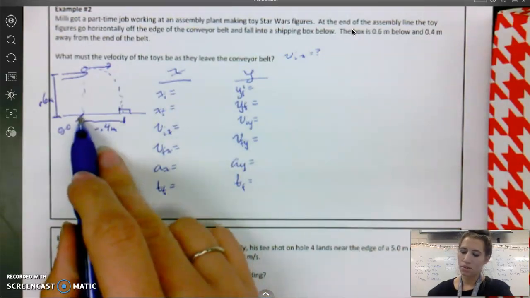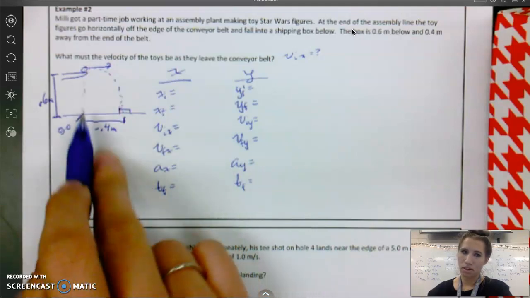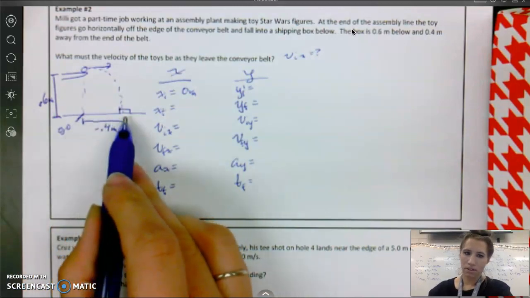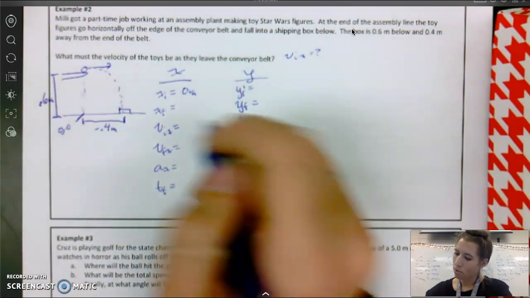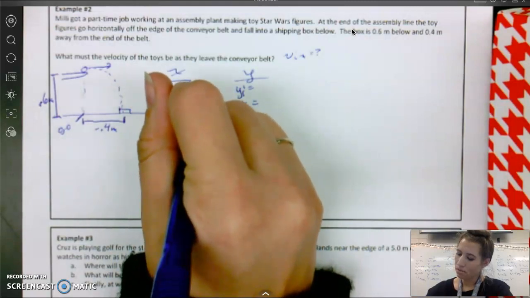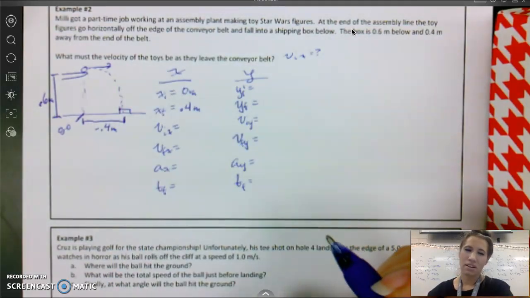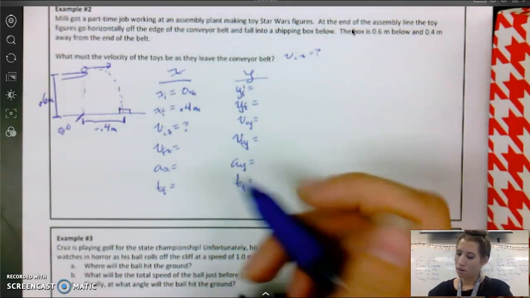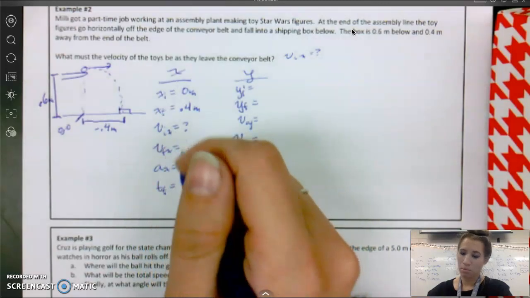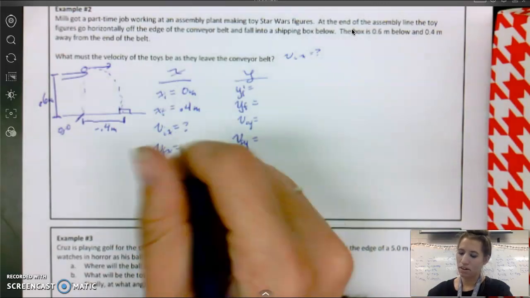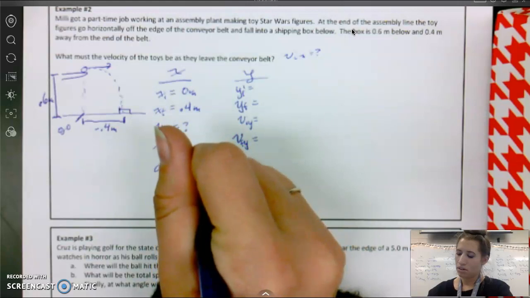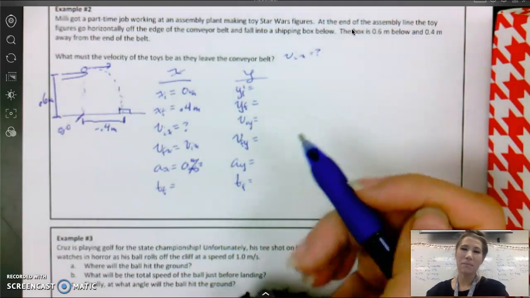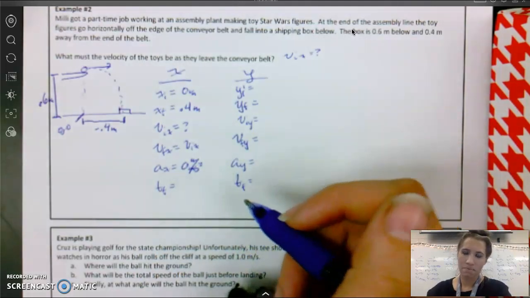Okay, now, if this is my origin, this is where I'm starting, my initial position in the x is at the origin. My final position in the x is 0.4 meters away. My initial velocity in the x, that's what I'm looking for. I do know what my final velocity will be because the acceleration in the x is 0 meters per second squared. I know that it's going to be the same as that initial. I don't know what that number is, but I know that they will be the same.